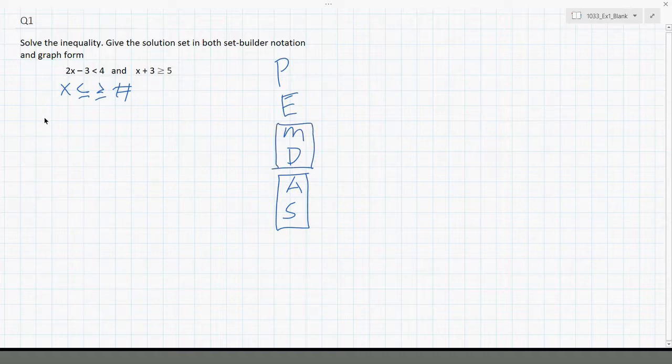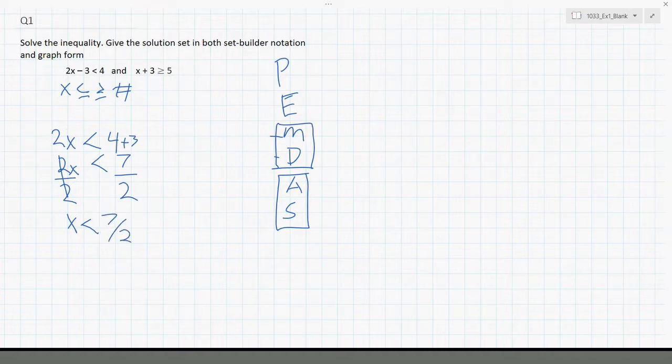For the first one, we're going to add and subtract. So we'll add 3 to both sides. We'll end up with 2x is less than 4 plus 3, which is 7. So 7 is greater than 2x. At that point, we'll divide both sides by 2 because we did our addition and subtraction. Now we must do our multiplication and division. Divide both sides by 2. It cancels out. You have x is less than 7 over 2 as your first part.